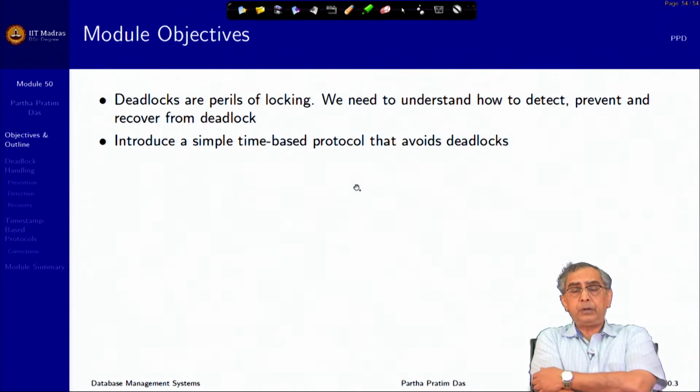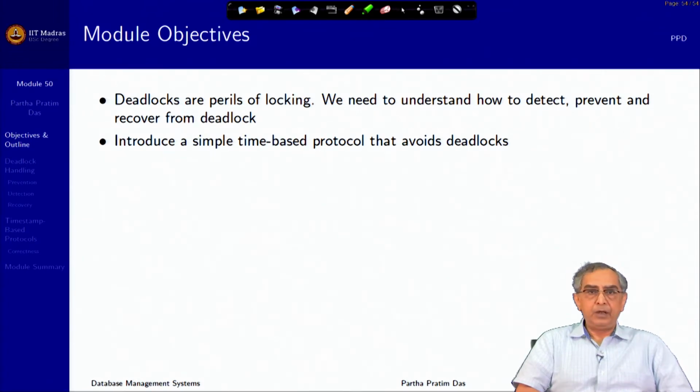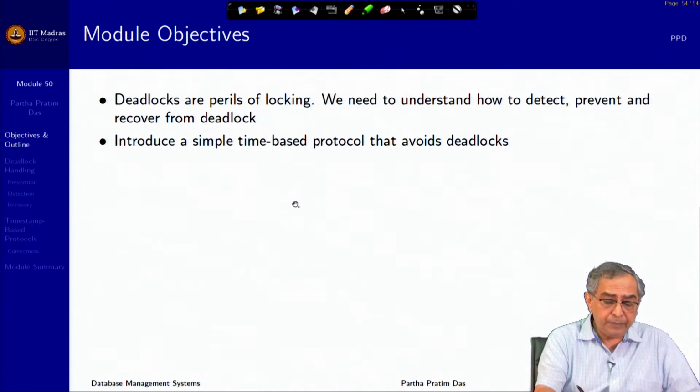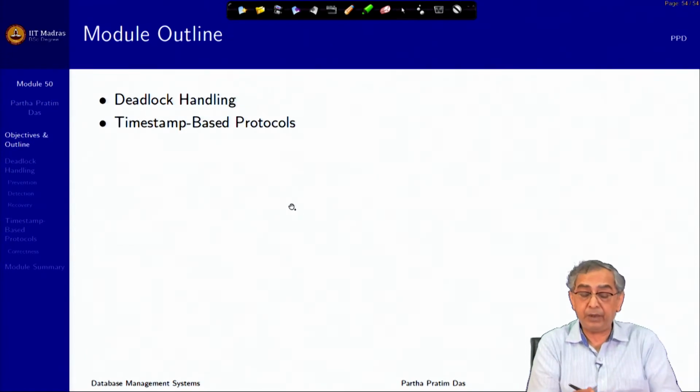So, the question is how do we detect deadlock, or even better still, can we take strategies to prevent deadlock or recover from deadlock? Because we will have to live with deadlock, there is no other option, right. Also, there could be some simple protocols which can avoid deadlock itself. So, it is primarily about deadlock handling.